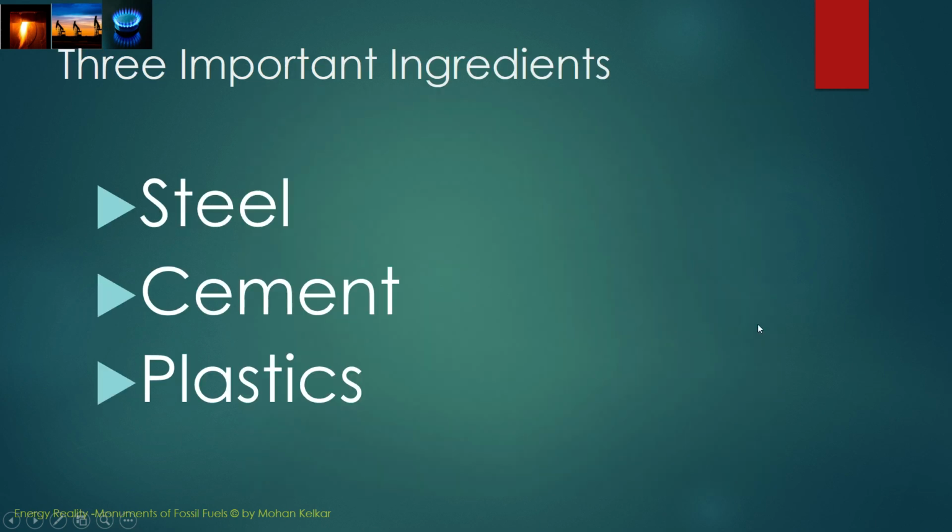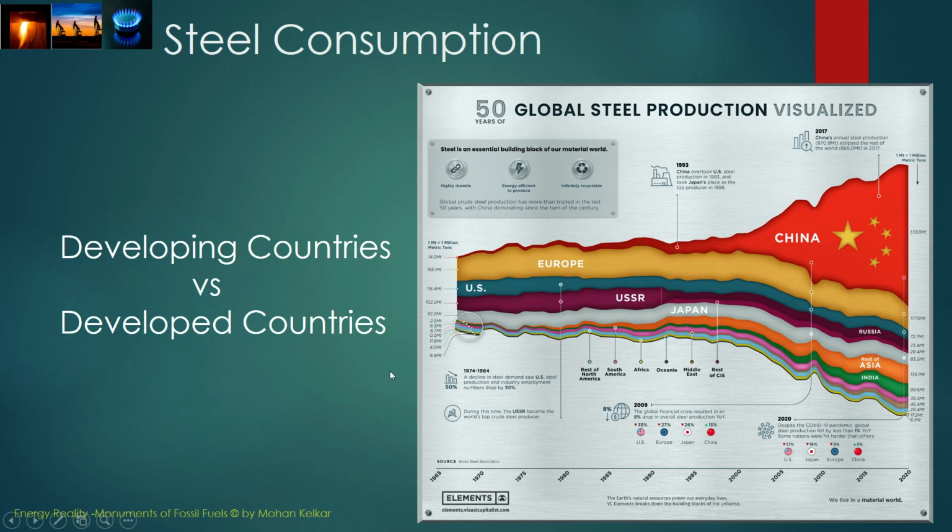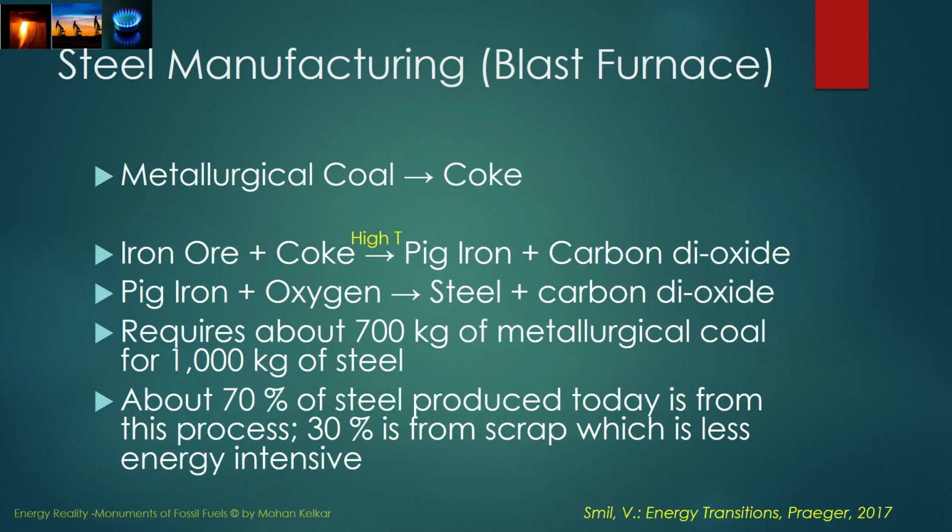And those monuments require three important ingredients: steel, cement, and plastics. Over the last 50 years, the steel consumption has more than doubled, and most of the consumption has occurred in developing countries rather than developed countries. Today, China consumes more than 50% of the steel which is produced.